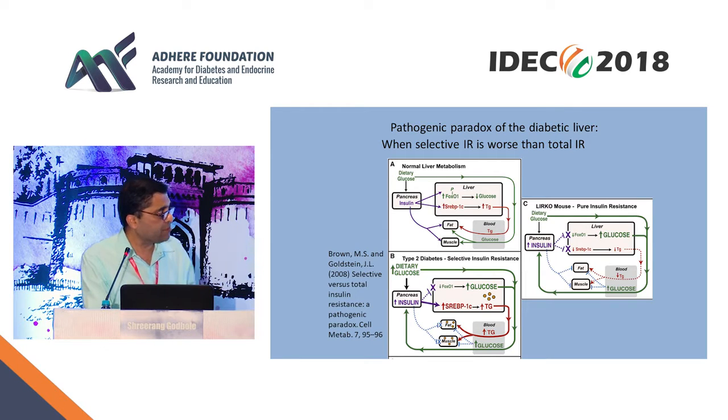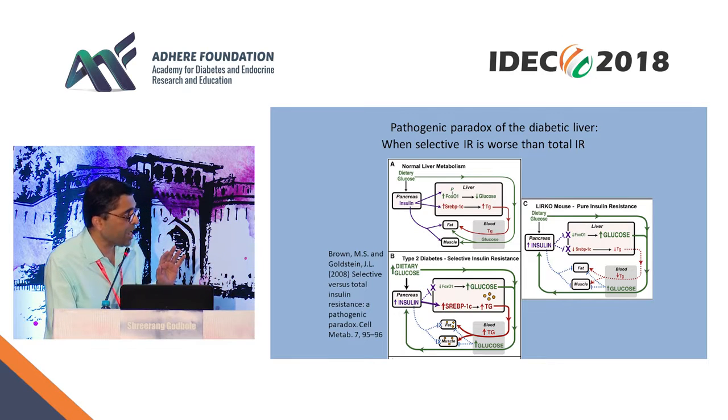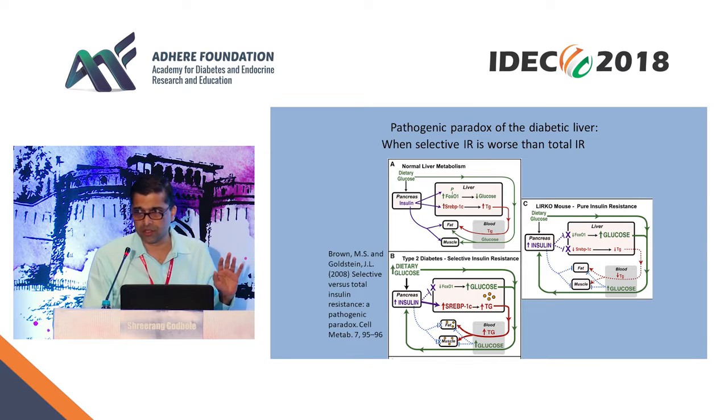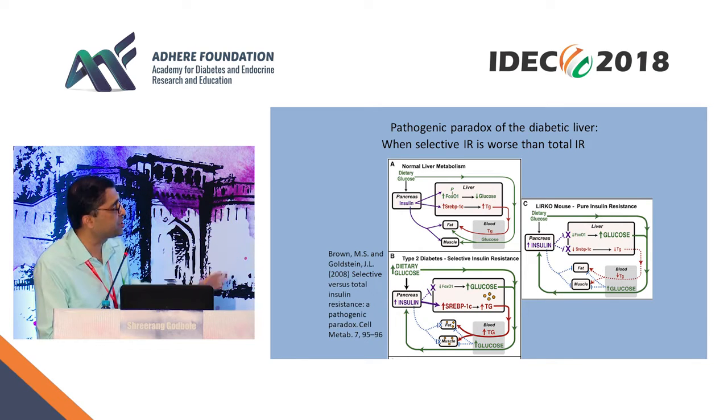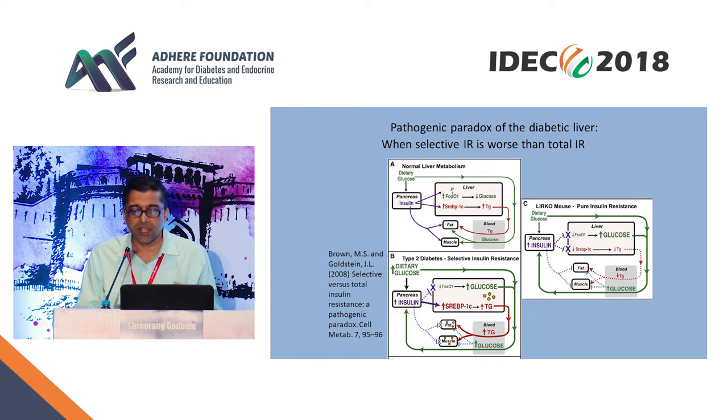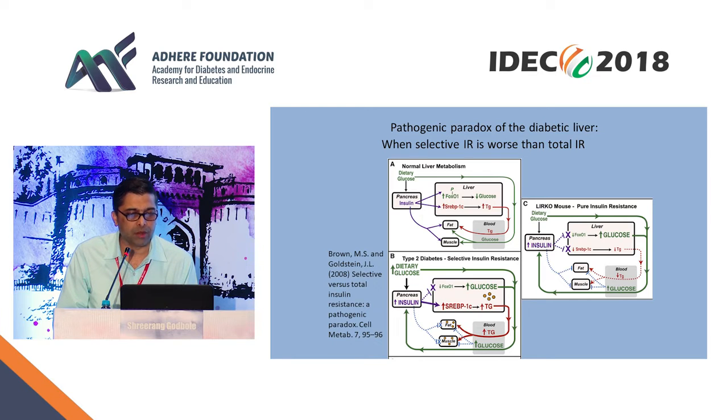If now, however, you take mice which are liver-specific insulin receptor knockout mice, they don't have selective resistance, they have pure insulin resistance. So you will have resistance both for neoglucogenesis as well as lipogenesis. The result is that they will have hyperglycemia, but they will not have hypertriglyceridemia. And therefore, this is a milder condition. So this is one condition where the paradox is that selective insulin resistance is worse than total insulin resistance. And this selective insulin resistance occurs in type 2 diabetes.